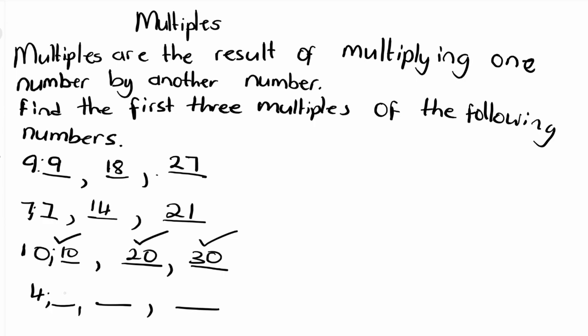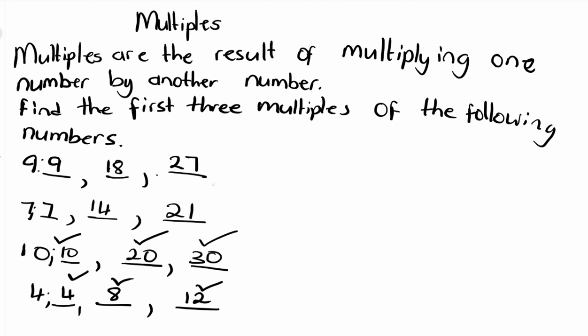Next, 4 multiplied by 1 is equal to 4. 4 multiplied by 2 is 8. 4 multiplied by 3 is 12. These are the multiples of 4. 4, 8, 12. Now, multiples, just like numbers in general, go on forever, infinitely, and indefinitely.